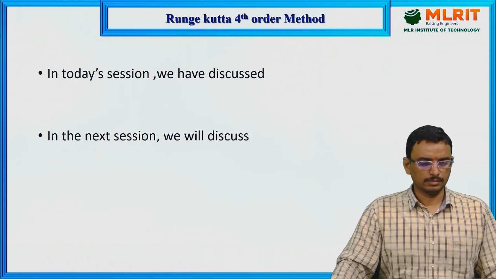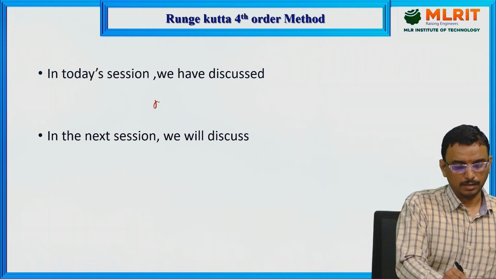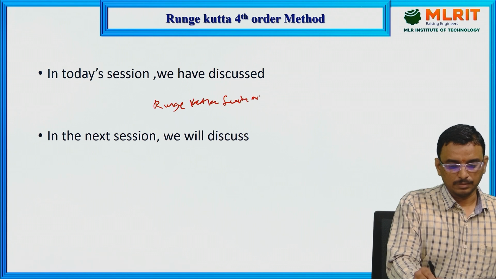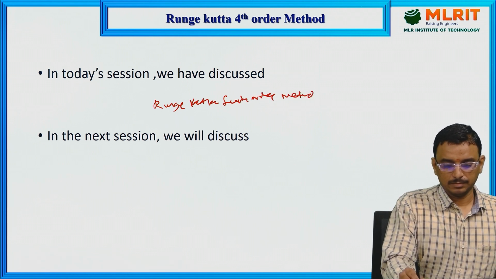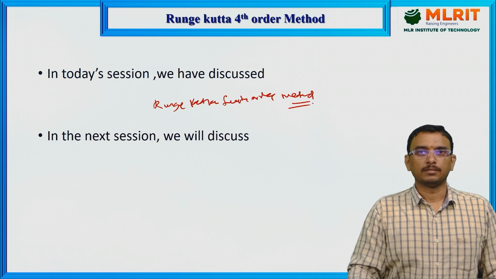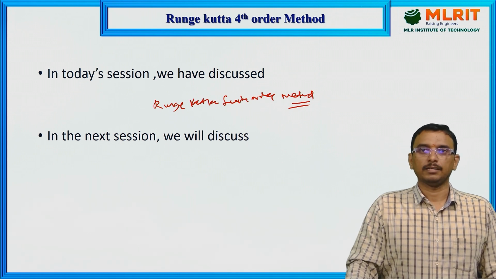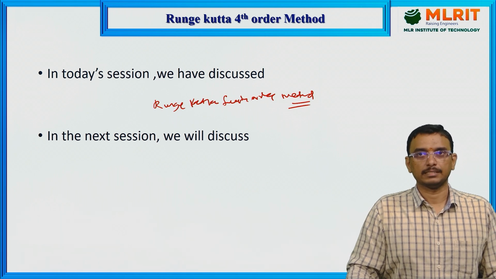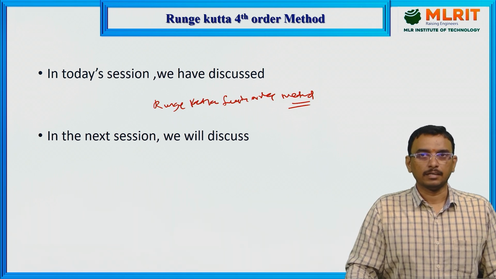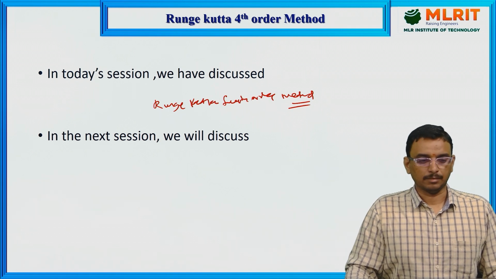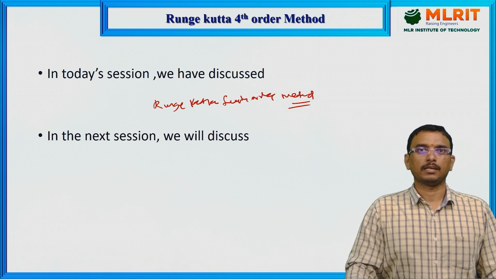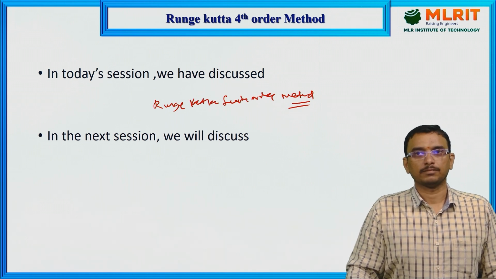So in today's session, we have discussed the Runge Kutta fourth order method. We discussed how to solve the ordinary differential equation, and what the difference is from the previous methods, like the Taylor series method, Euler's, modified Euler's, and RK method. It has more accuracy and takes less time, so we'll get the solution easily. So we will use this Runge Kutta fourth order method instead of Euler's, modified Euler's and RK method. So thank you.